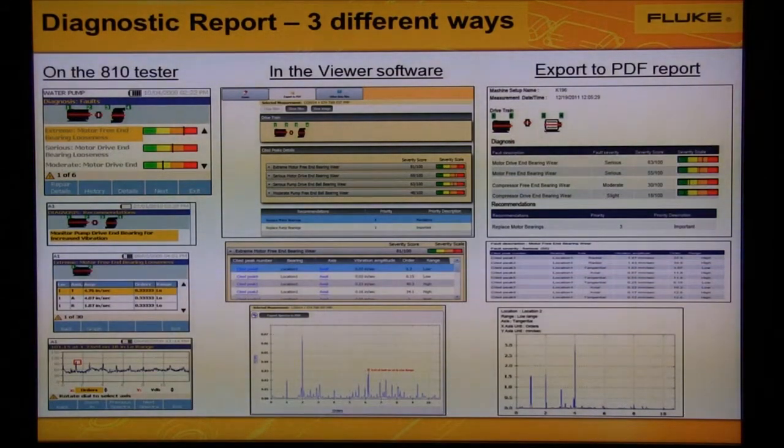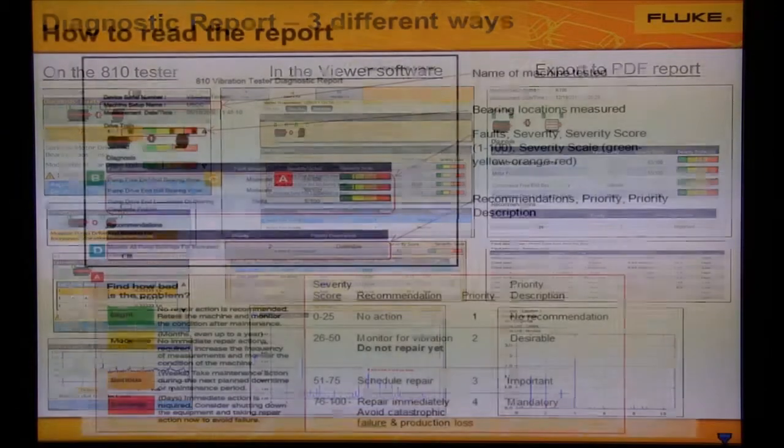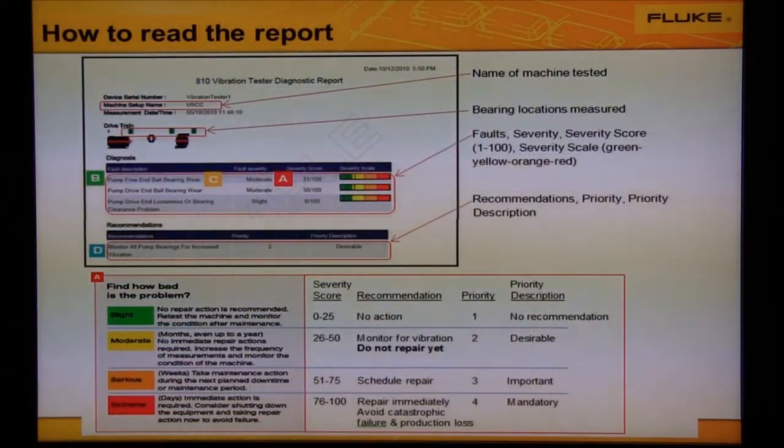Let's go over the individual steps of the diagnostic report. To read the report, first review the name of the machine and the locations measured and the faults found. You'll see the location of the fault, the severity, and then below that is the recommendation. Let's go over each one of the sections.